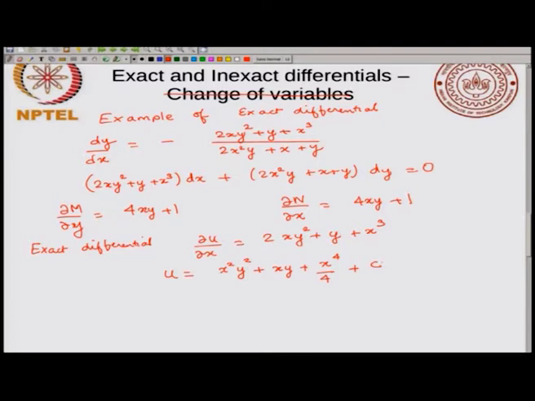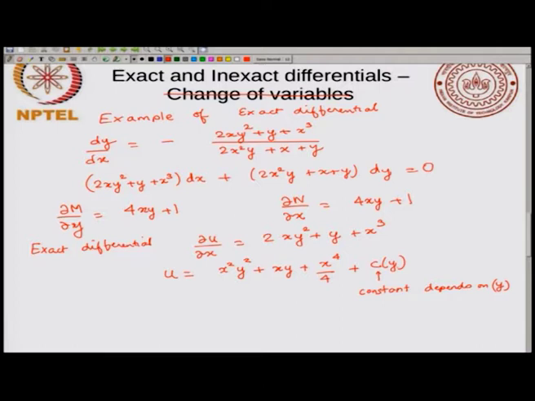And remember the solution of the differential equation, now you have to be a little careful. This constant of integration depends on y.